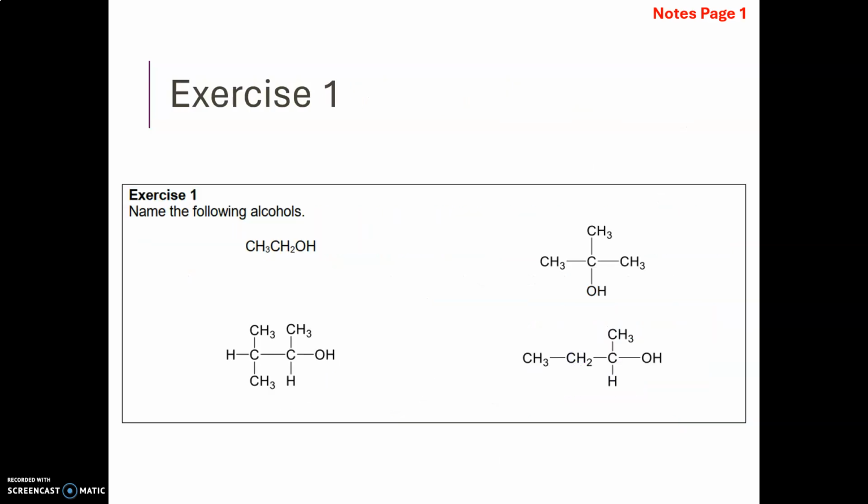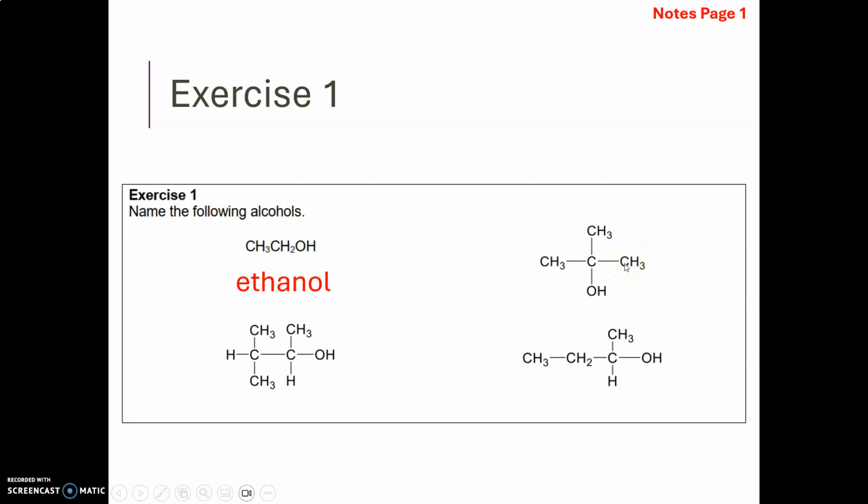So we are going to look at exercise 1 now to name the following alcohols. Okay, so the first one is a 2-carbon alcohol. For this, there is no ambiguity. So we know that 2-carbon compounds begin with eth. So this compound will be ethanol.